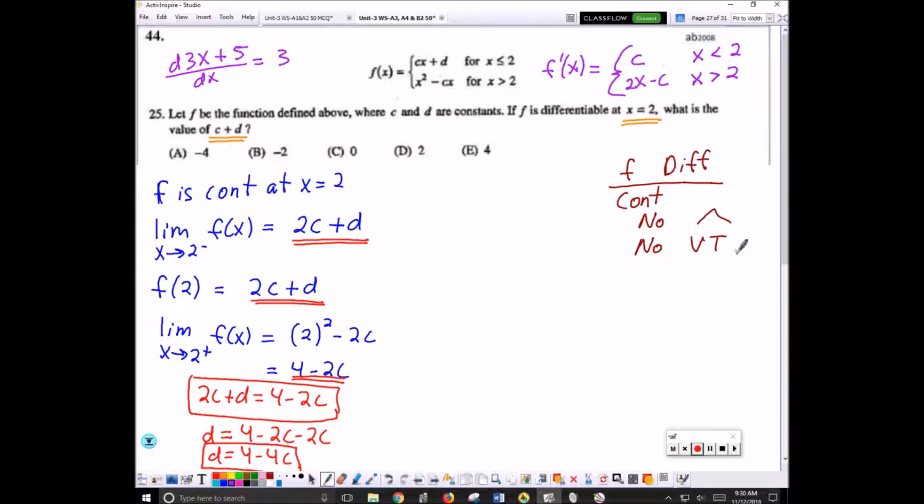Right. For a vertical tangent, the derivative has to end up equaling, like back up here, an f prime of 2, that's the point we're interested in. If there were a vertical tangent at x equal 2, f prime of 2 would end up being a number divided by 0. But neither of these formulas can become a number divided by 0. Corner I could still have.